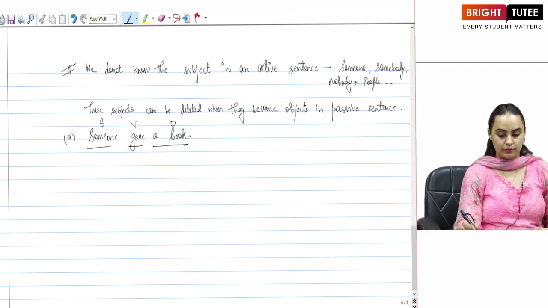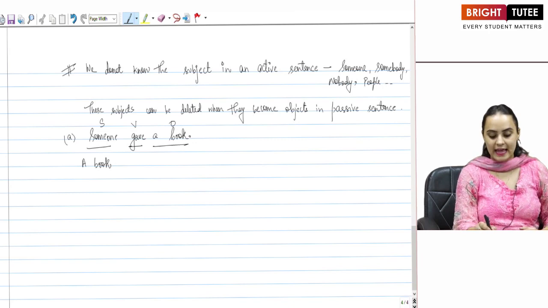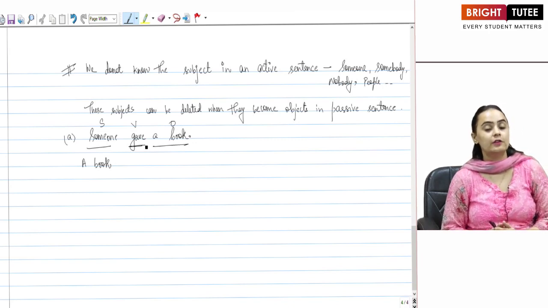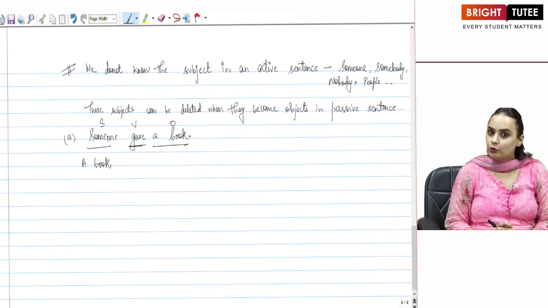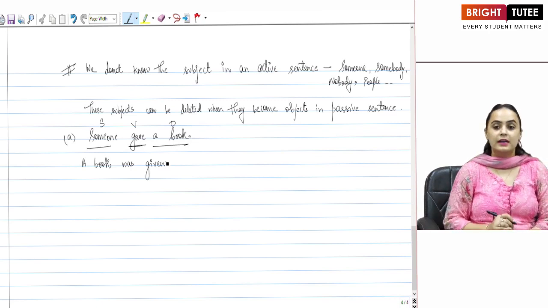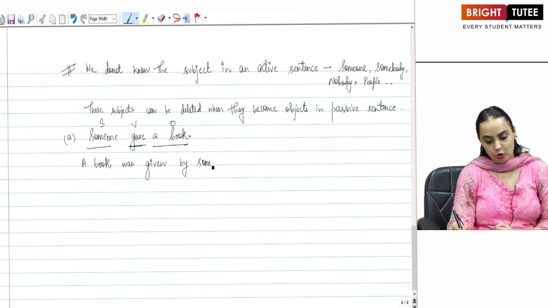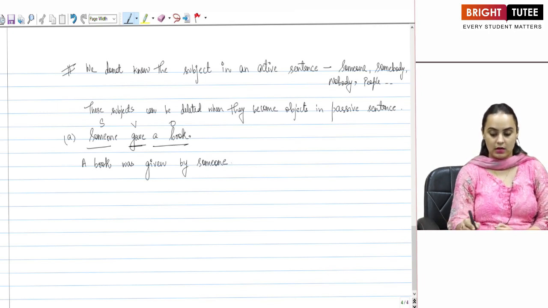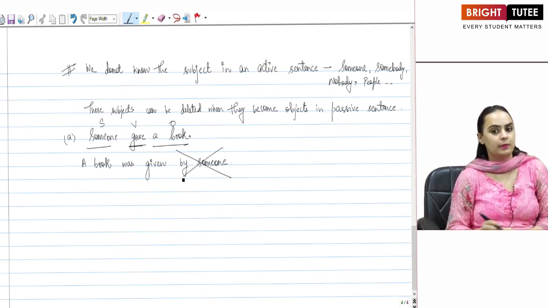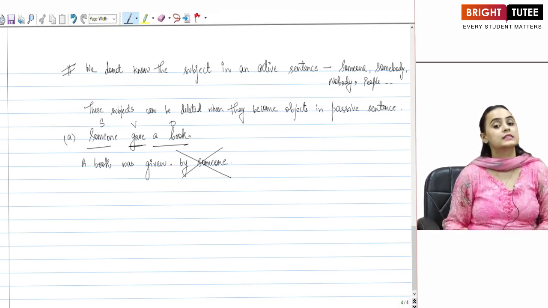Subject, verb, object. Object becomes the subject, a book. We have now read gave. What is the tense of gave? Simple past. How do we change simple past? Was given. Now, in this case, we can or cannot write by someone. Even if we do not write by someone, the sentence is going to be correct: a book was given.